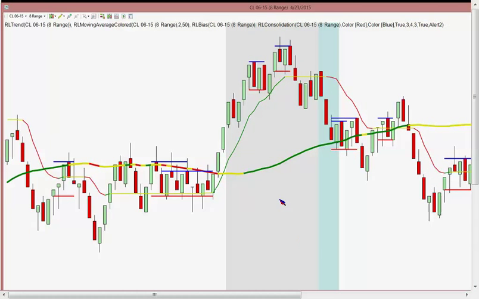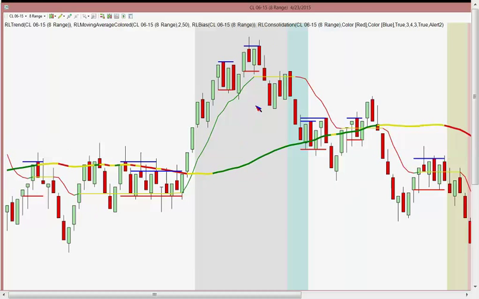And in addition, what we use to define market structure is the 50-period moving average. This is a simple moving average, and this is a proprietary trend line. It's a 15-period moving average, but does not move like the 15 simple or the 15 exponential.